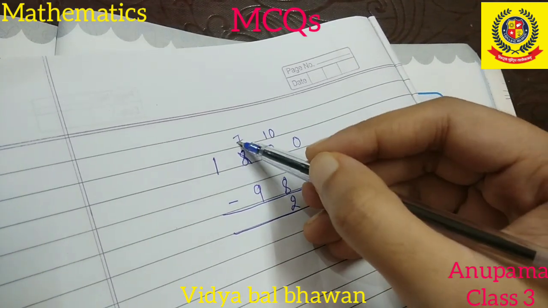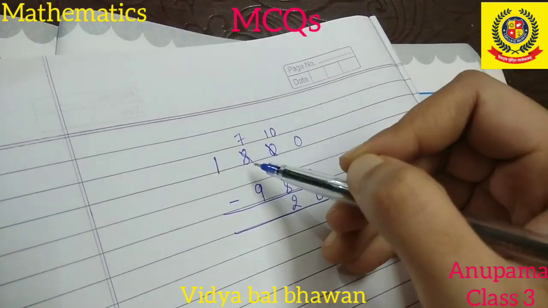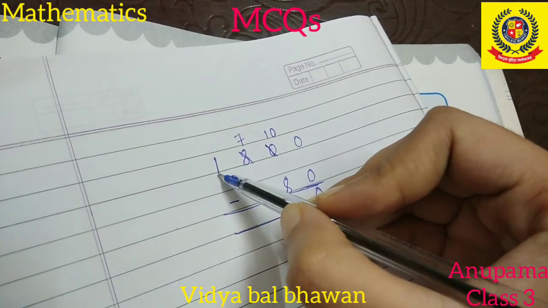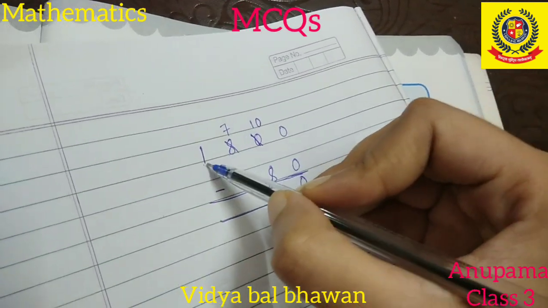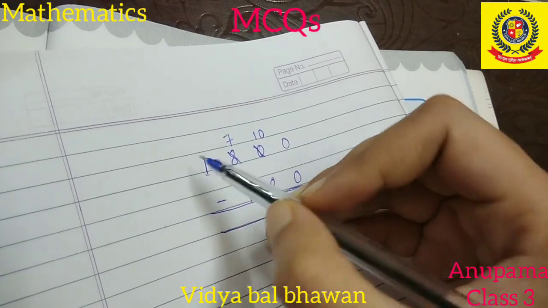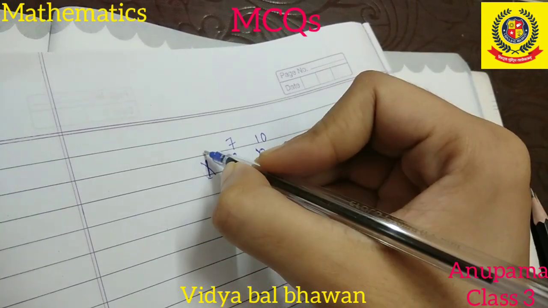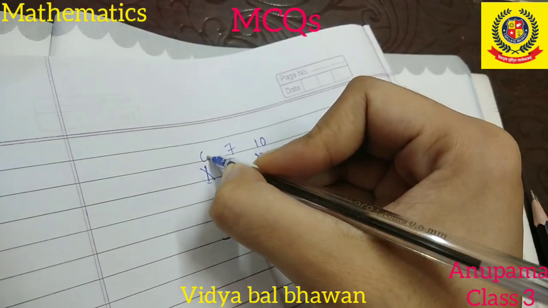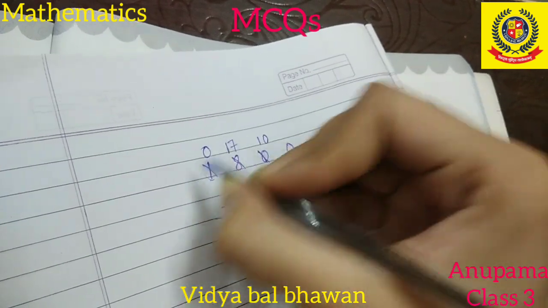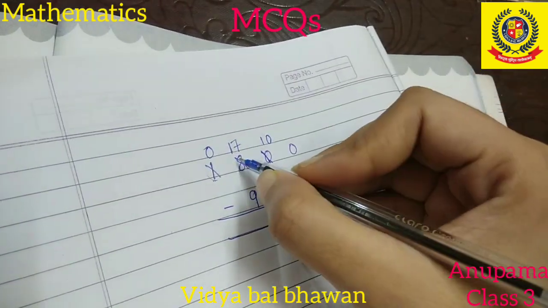Okay. And 7 minus 9, it is not possible again. So what we will do, we will borrow from here. Here is 1. After giving 1 here, it will become 0 and 7 will become 17.